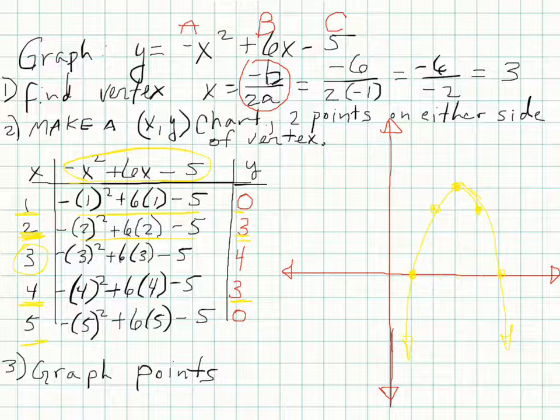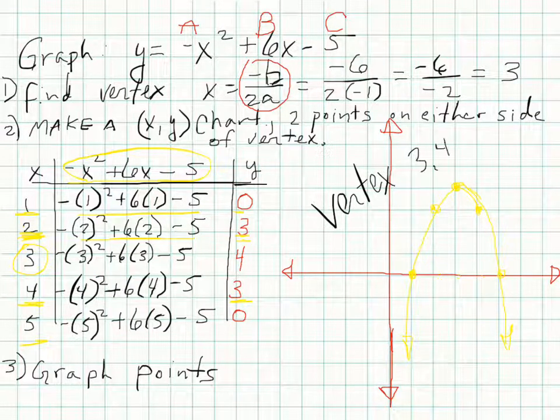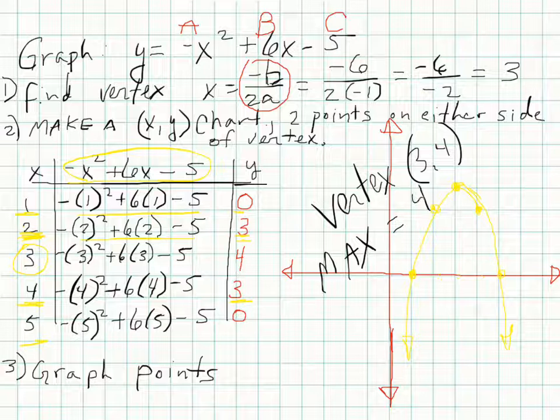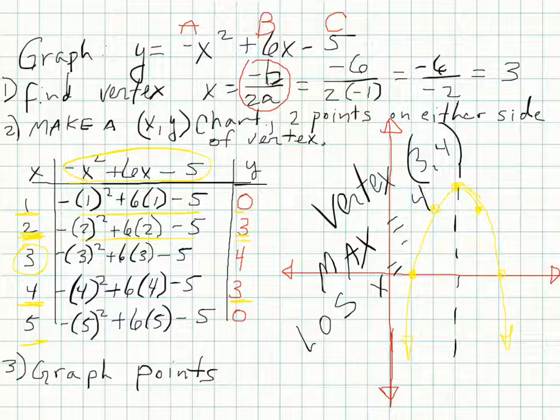There are several things you've got to pull from this. You've got to pull what the vertex is. The vertex is at the point 3, 4. We have a maximum value. That's the biggest y. The maximum value is 4. That's the y value in the vertex. We have a line of symmetry that goes right here. That line of symmetry is x equals 3. That's what you're going to find in today's lesson. I'll show you more during class, but that's basically it.